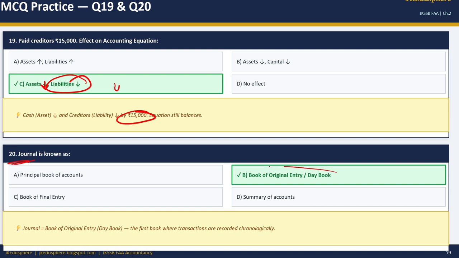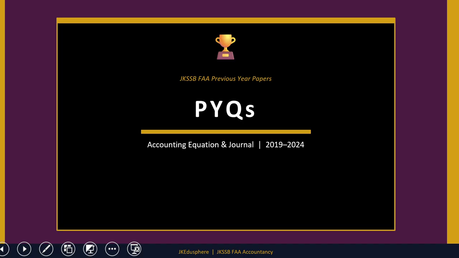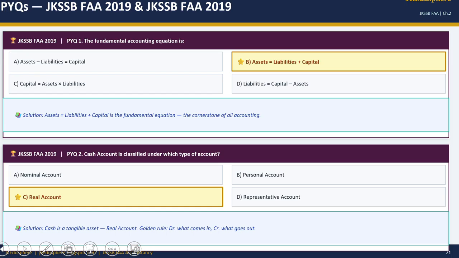Journal is known as the book of original entry. The book of original entry is known as journal. So some PYQs that have come: fundamental accounting equation, we have seen this. Cash account is classified under which real account? What is cash account? Asset. So in cash account we record tangible assets.